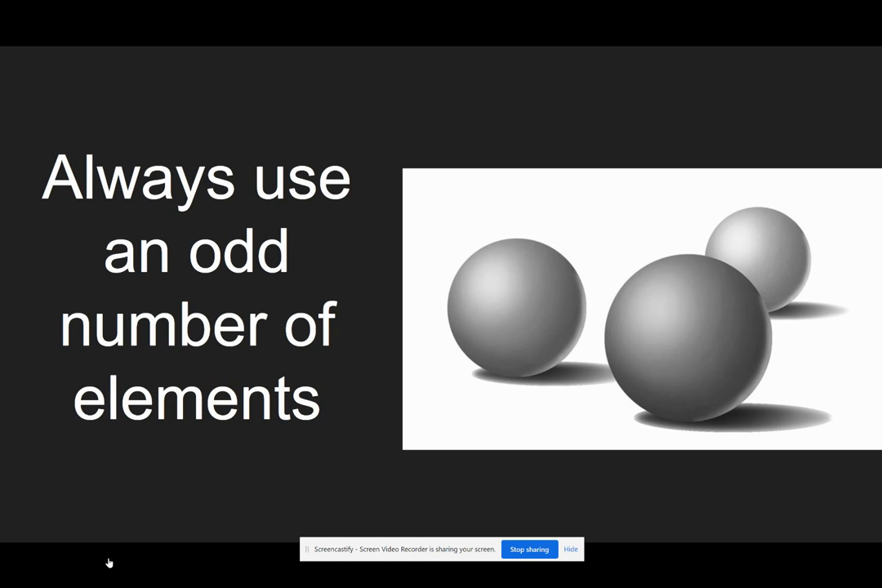And here's a great tip. Always use an odd number of elements or objects in a still life arrangement. If you only had 2 spheres on a piece of paper, that's not very pleasing to the eye. And for some reason, we are naturally wired to be drawn to things of odd numbers. If you wanted to draw 3 pears on a table, you could sell that drawing in an instant.